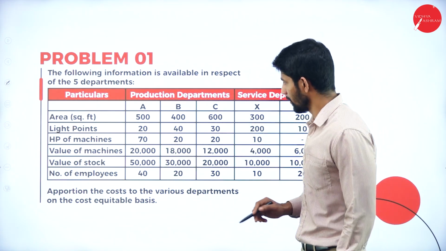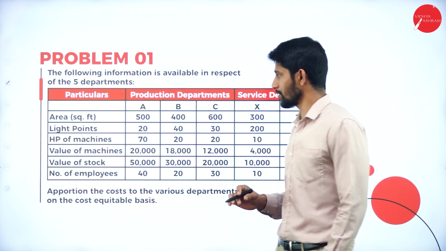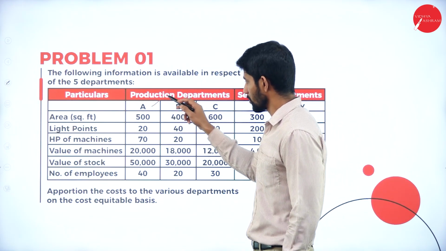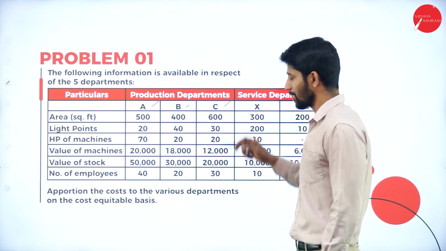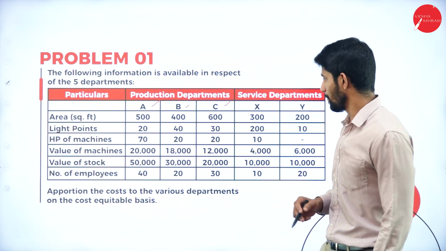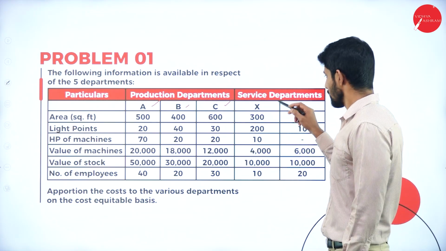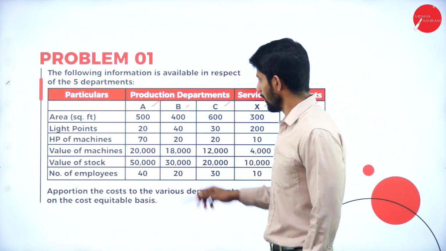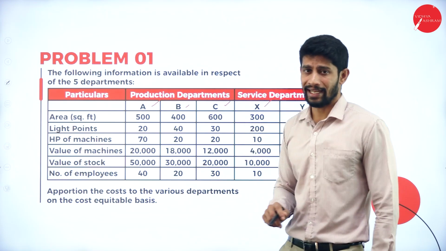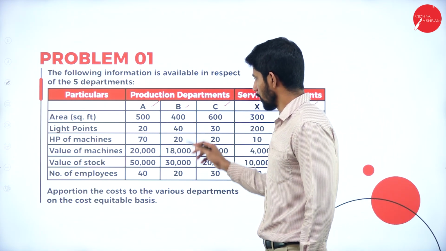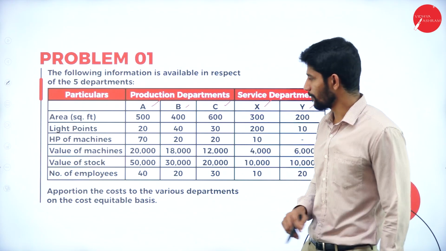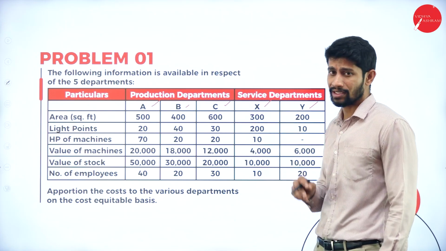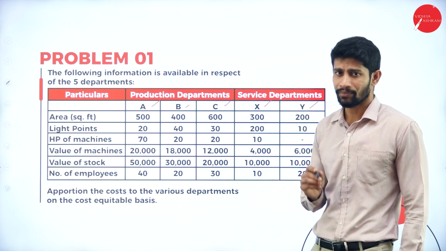For example, area is given. In production department we have 3 departments, so we can divide it as production department A, production department B and production department C. Next, service department, in that we have 2: service department X, service department Y. If it comes to area, production department A is using 500 square feet, production department B 400 square feet, production department C 600 square feet, X 300, and Y 500 units.